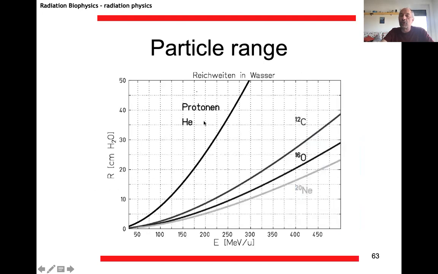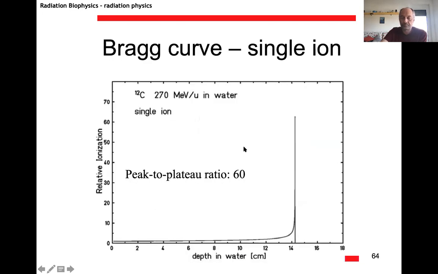This is a plot showing the range as a function of the energy for different ions: for protons, for helium, for carbon, for oxygen, and for neon. Of course, heavier ions lose a lot of energy because of their high charge, and so they cannot reach the large ranges that you can get with light ions.